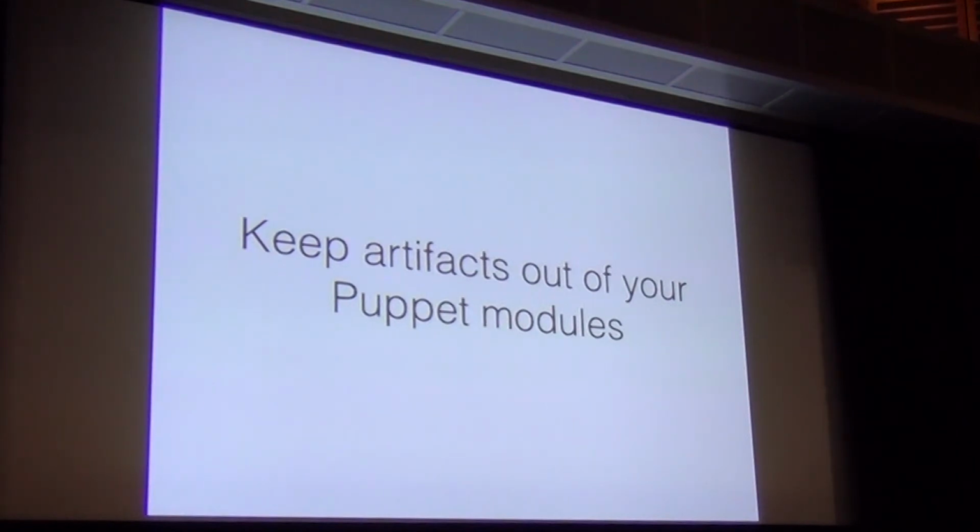Keep artifacts out of your Puppet modules. Don't use the Puppet file server to deploy code. For that matter, don't really use the Puppet file server for anything other than a configuration file. And absolutely avoid recursive file lookups. They're very resource intensive, and it's not fun when it brings down a Puppet master or an entire environment of agents.